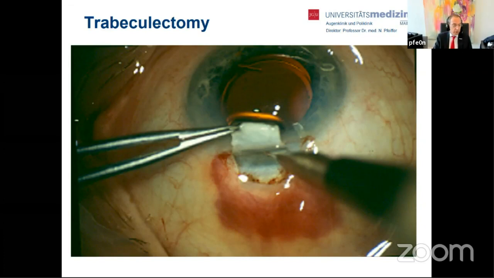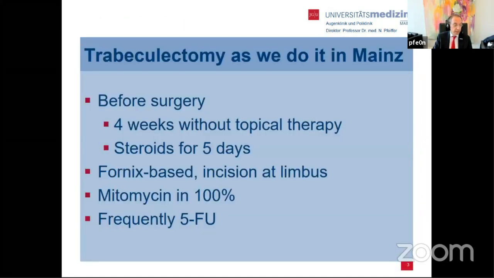I'll also show you the method that we are using in Mainz, which is in Germany, close to Frankfurt. Before surgery, we stop any topical therapy for 4 weeks and use Diamox if necessary. For the 5 days before surgery, we use steroids. This is to take away any inflammation from the eye. I always, if possible, use a fornix-based incision. So I do the incision at the limbus.